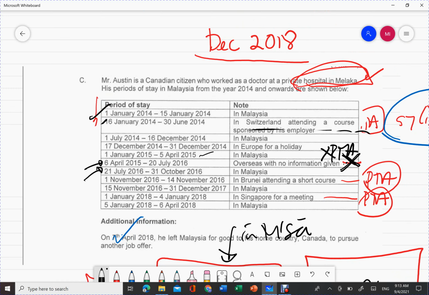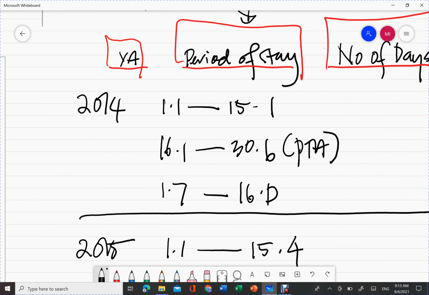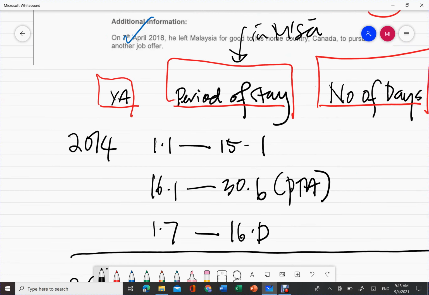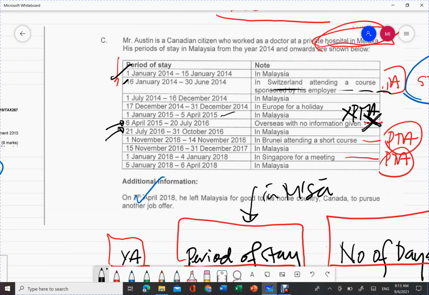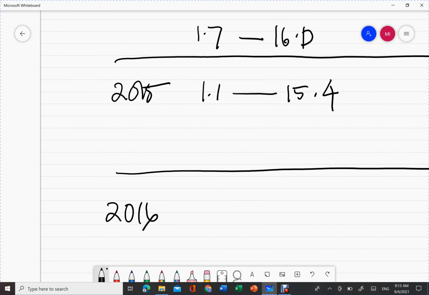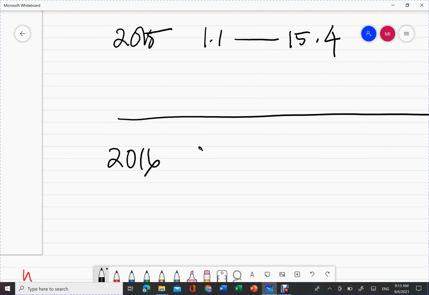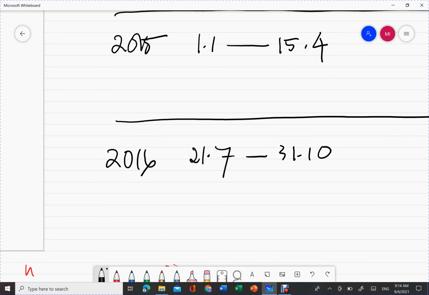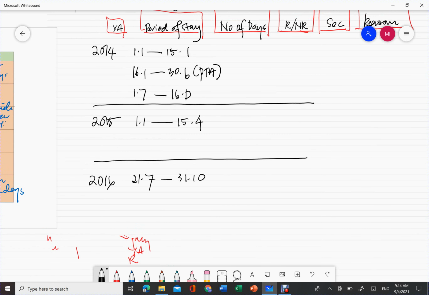Okay, so daripada 21st July, sampai bila tadi lupa dah. 21st July until 31st of October. Dia ada waktu tu. And then tengok lagi information yang ada kat atas tu.